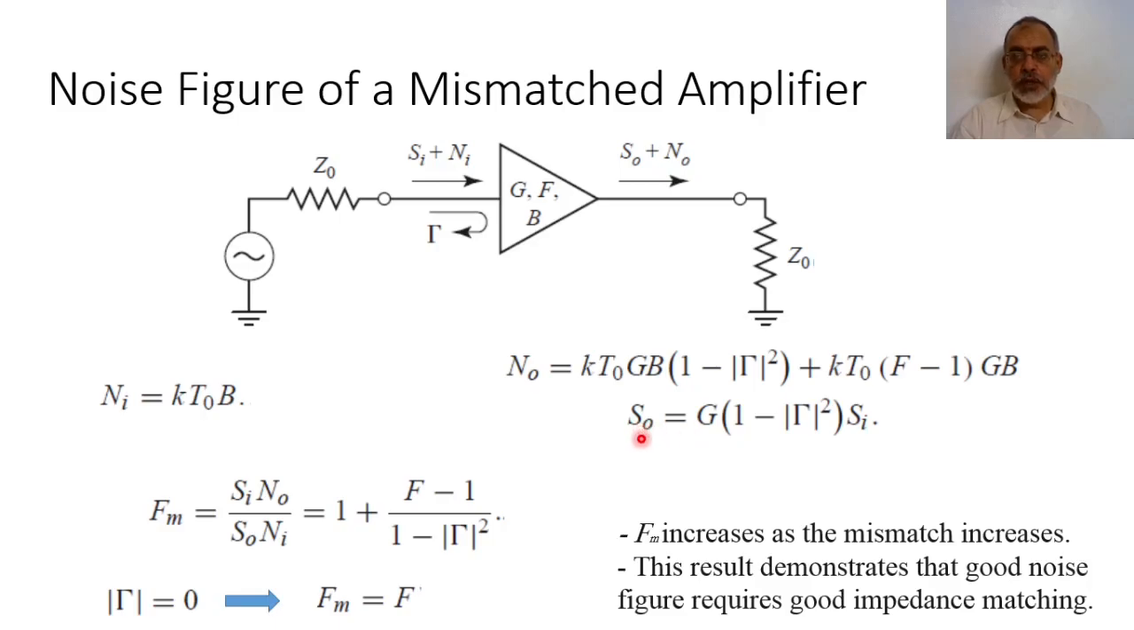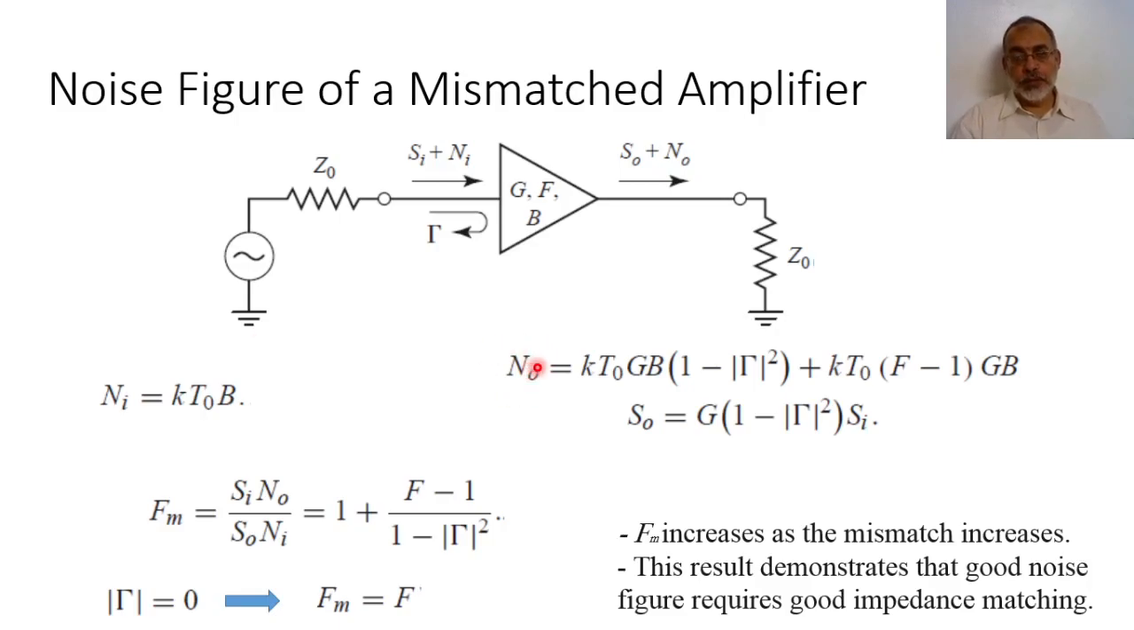So the output signal would not be simply the gain multiplied by the input signal, but by the input signal which reached inside the amplifier. The input signal reaching inside the amplifier is 1 minus gamma squared of the input signal. This is the output signal. The input noise is simply K T naught multiplied by B, assuming that we are working at room temperature.